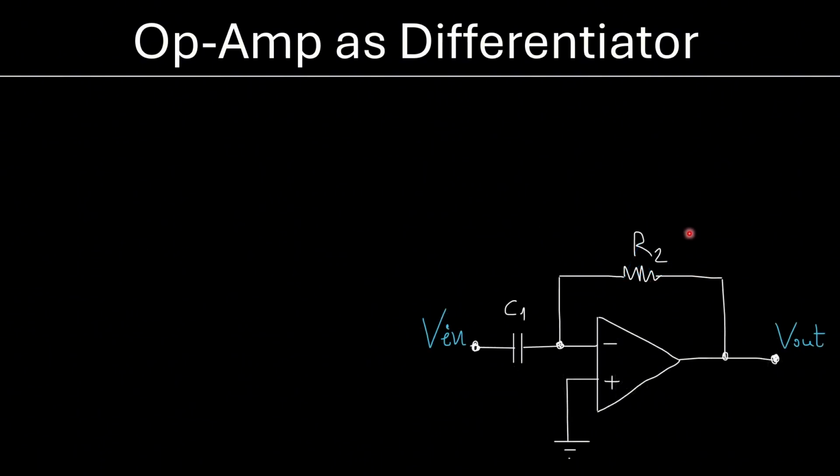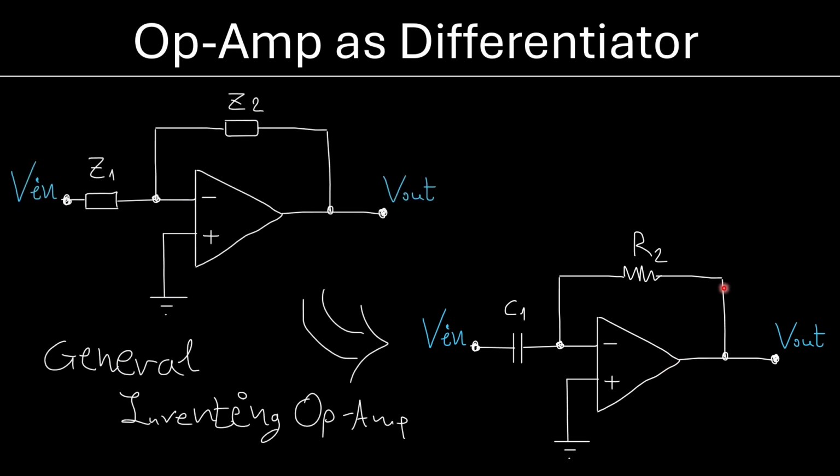Now, before we do anything here, we note that this configuration is a more general case of this configuration, with an impedance between the input and the inverting input of the op-amp and an impedance between the inverting input of the op-amp with the output. We are going to study this case for now, and we are going to go here later just so we can see some things here.